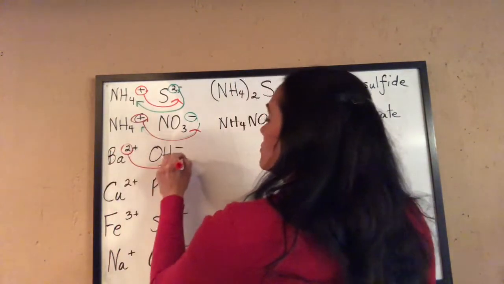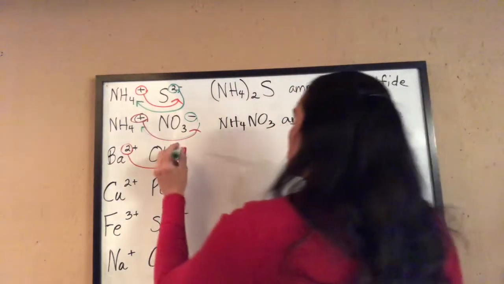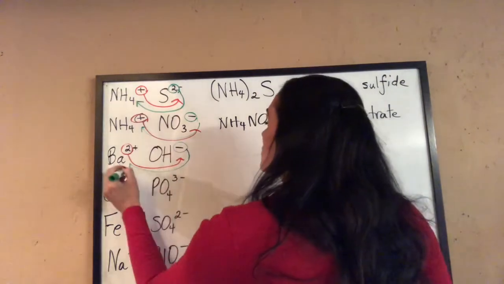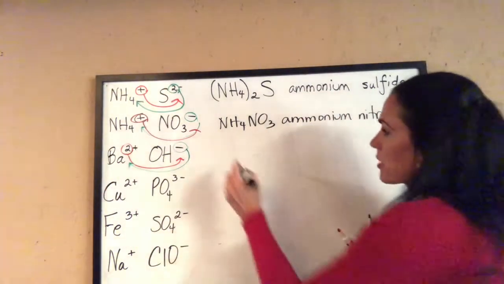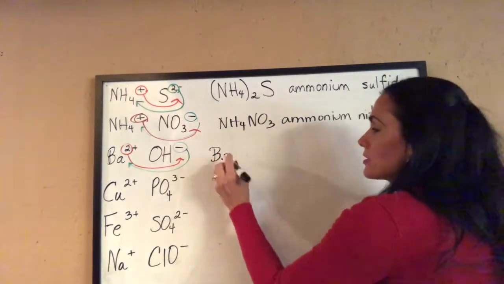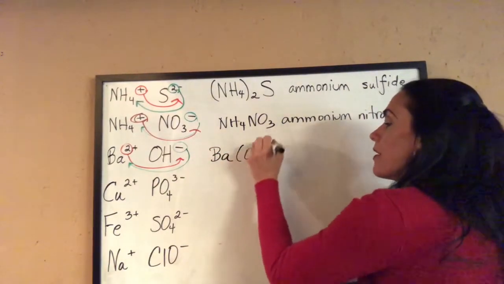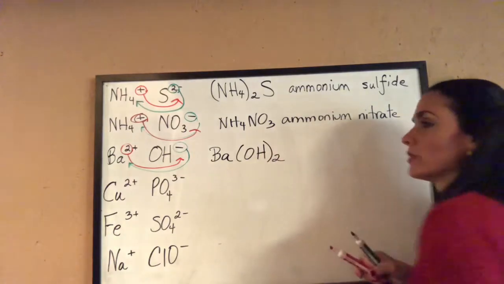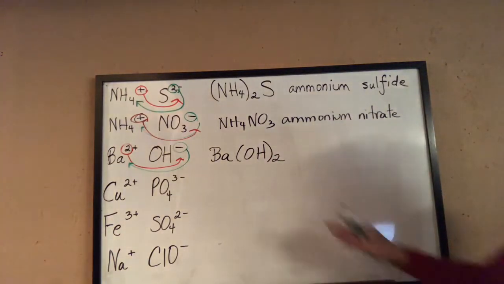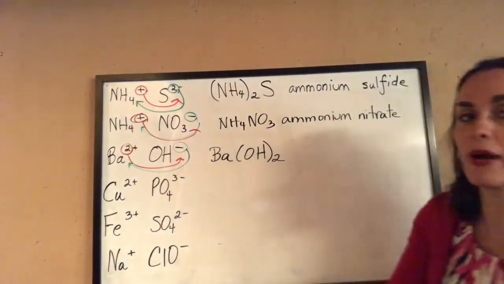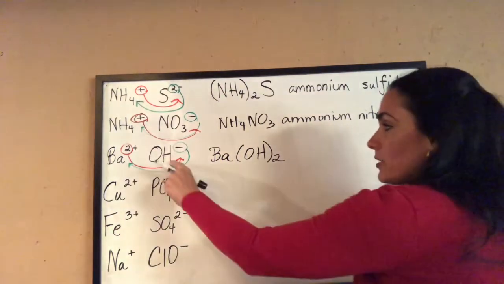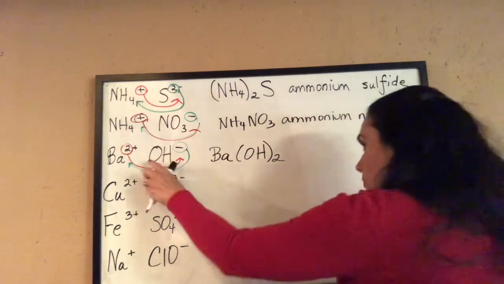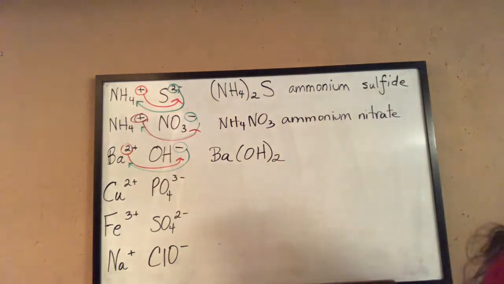Okay, so now we have the next one. The 2 from the barium comes over as the subscript to the hydroxide. The 1 from the hydroxide comes over as a subscript to barium. Remember, we don't write subscripts of 1. It's understood that we have 1 by the symbol alone. Okay? But hydroxide is polyatomic. Don't be fooled that it's not, because you don't have a little subscript with it. It's made up of 1 oxygen and 1 hydrogen.